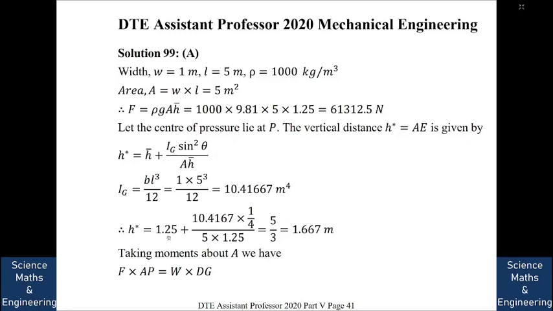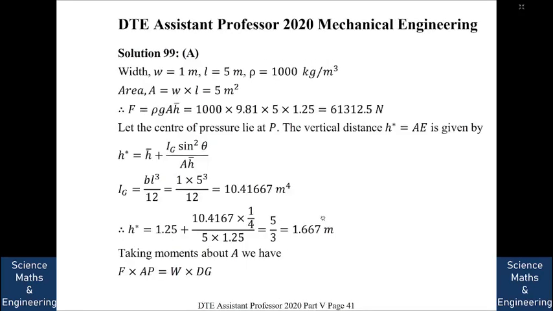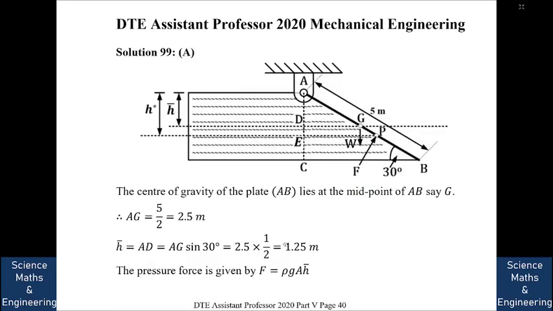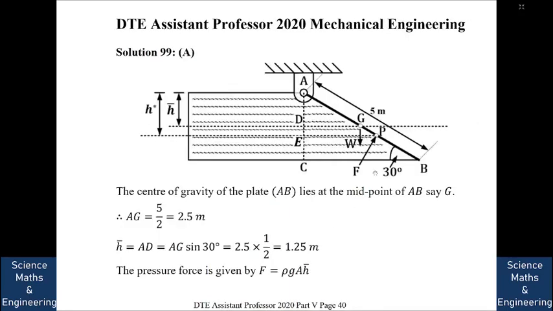So A star will be equal to 1.25 plus this part, which is equal to 1.667 meter. Now taking the moments about A, this point A, we have F into this distance AP is equal to W into dg. So F into AP is equal to W into dg. This is anti-clockwise and this is clockwise, so it will be balanced.